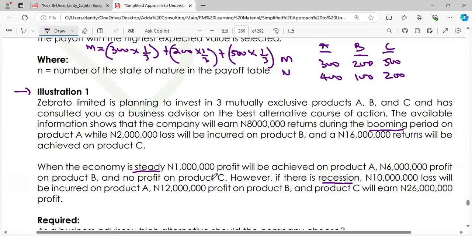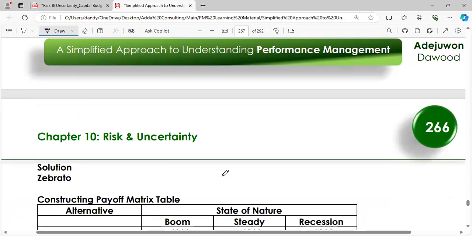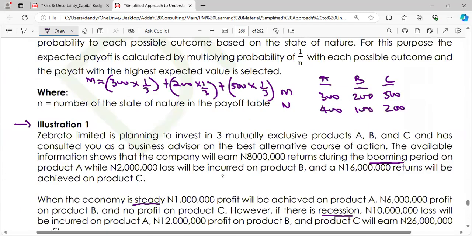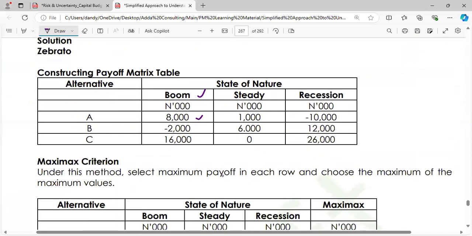In the first paragraph, you are told that the available information shows that the company will earn 8 million naira returns during the booming period on product A. Therefore, in my payoff table, under boom, product A is 8 million naira. I've indicated that. I'll move to the next one. A 2 million naira loss will be incurred on product B and a 16 million naira return will be achieved on product C. So 2 million naira loss on B, 16 million on C. So let's indicate the 2 million naira loss, then the 16 million naira return on product C. As far as boom is concerned, I've represented that information.